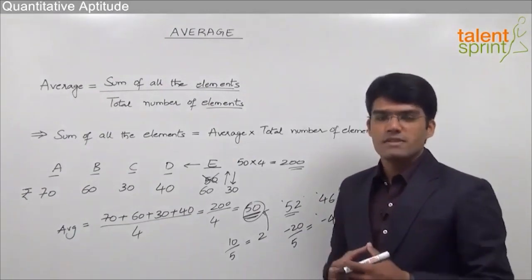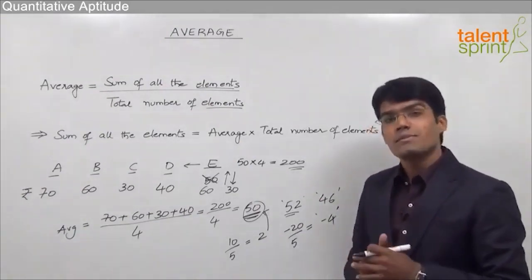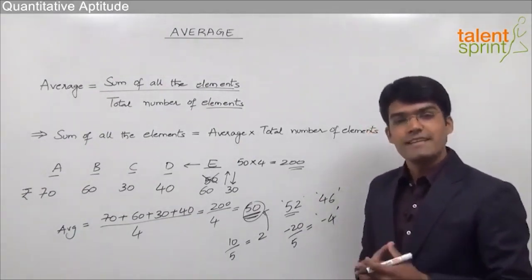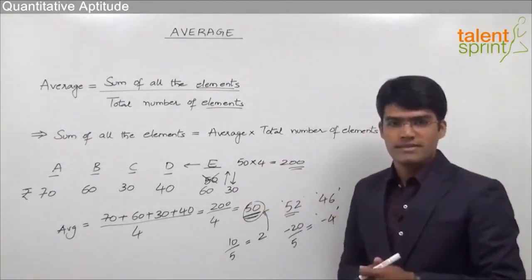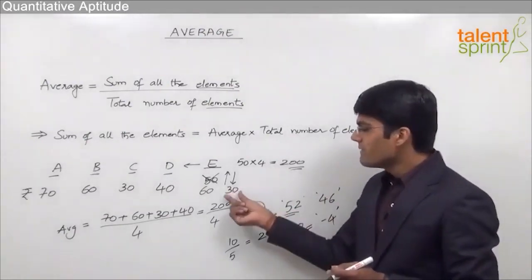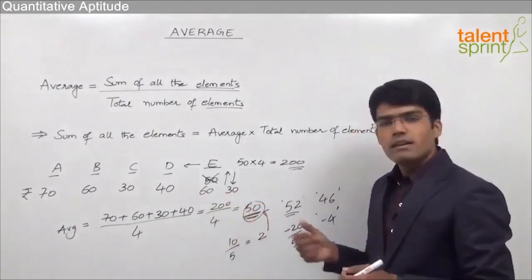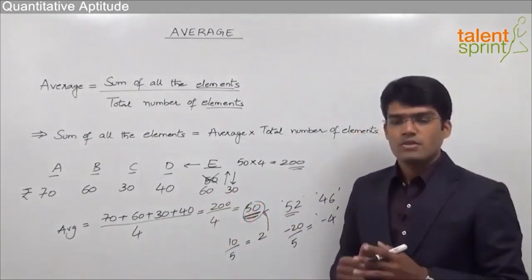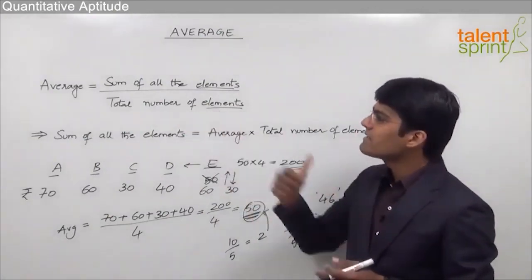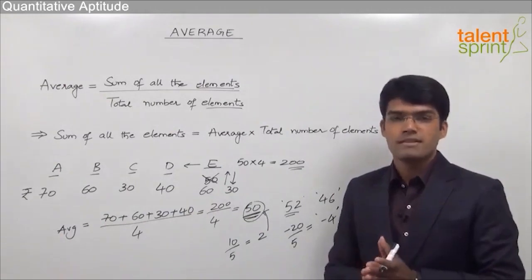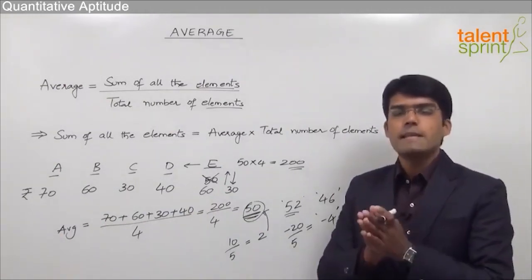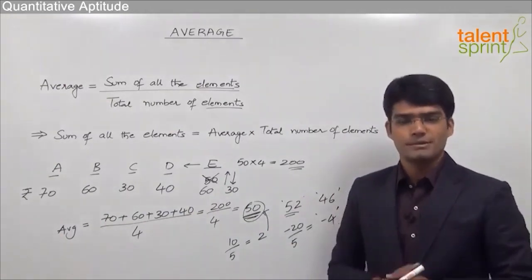So friends, as you have seen here, by understanding the concept of equal distribution, it will be very easy to find out the average of the whole group when a new person joins, simply by taking the difference of the amount with the old average. So remember that the definition of average is sum of all the elements by total number of elements, but the basic concept behind calculating average is equal distribution of the total amount.